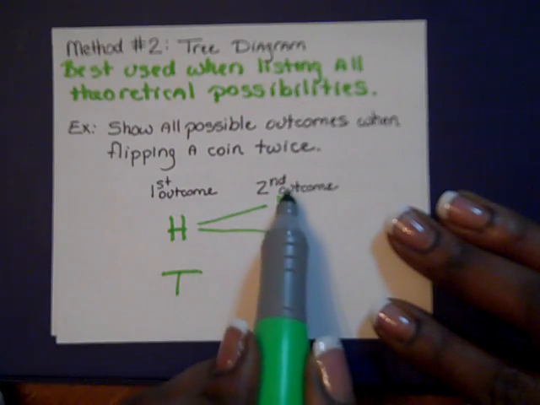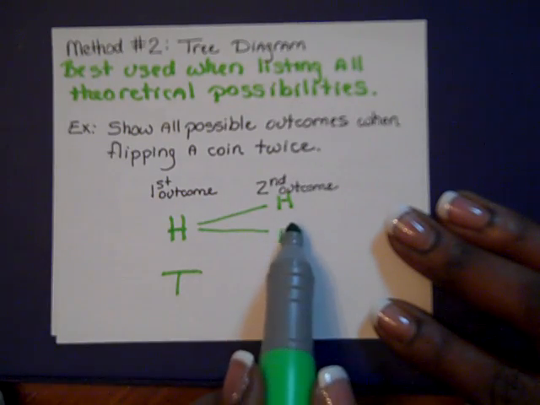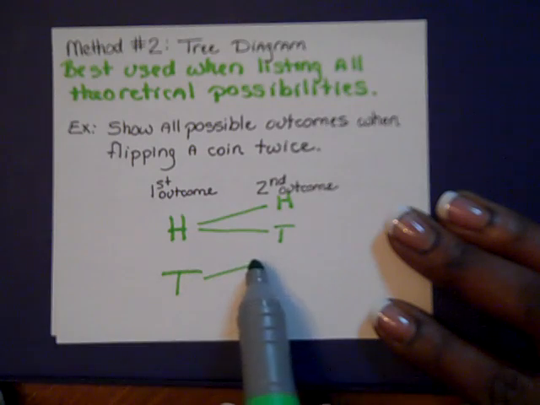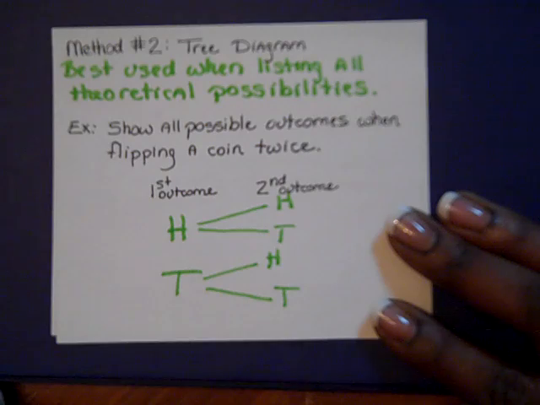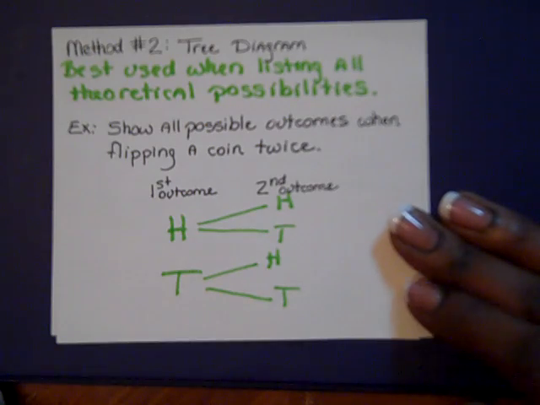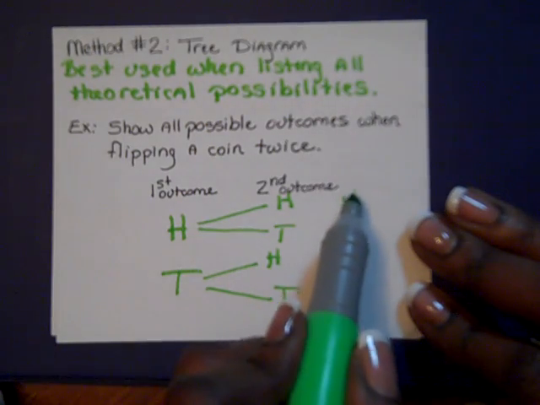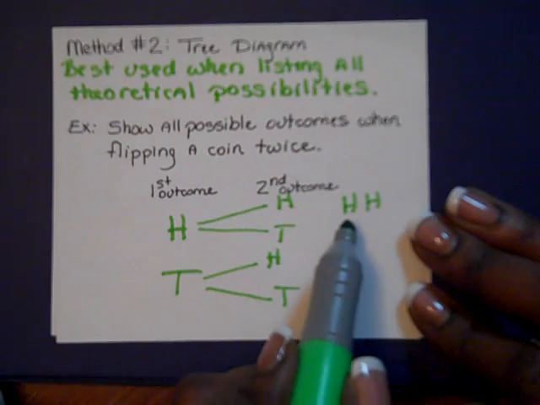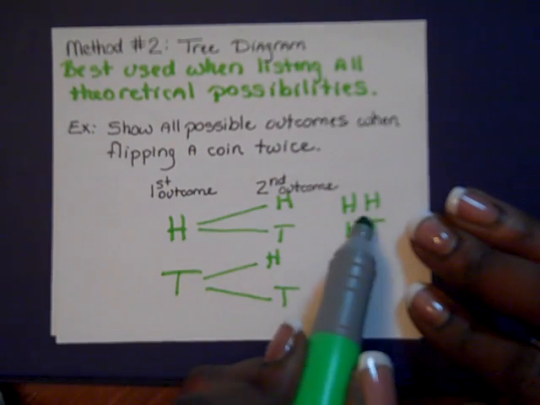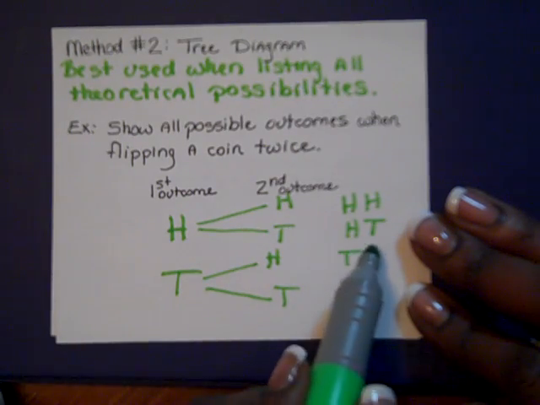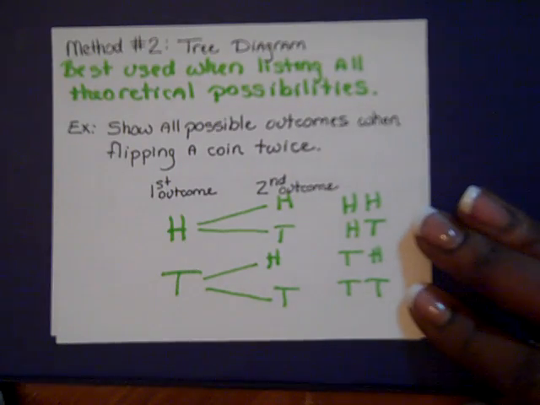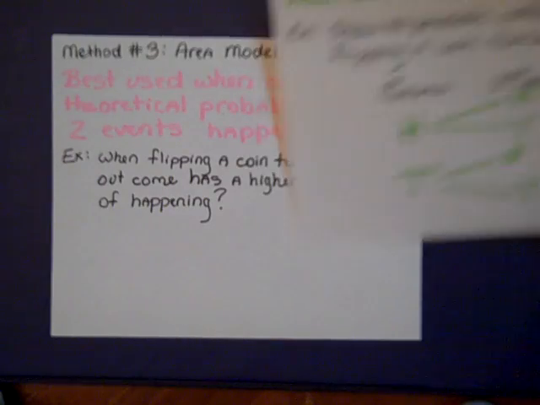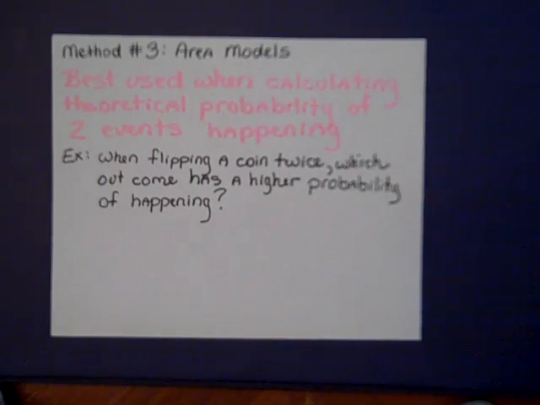Now the second outcome of flipping that coin will still be either a heads or tails. It really doesn't matter what I landed on the first time. The second outcomes will still be heads or tails. So as you can see, I could get heads followed by another heads, heads followed by tails, tails followed by heads, or 2 tails. The third method of displaying an outcome is an area model.